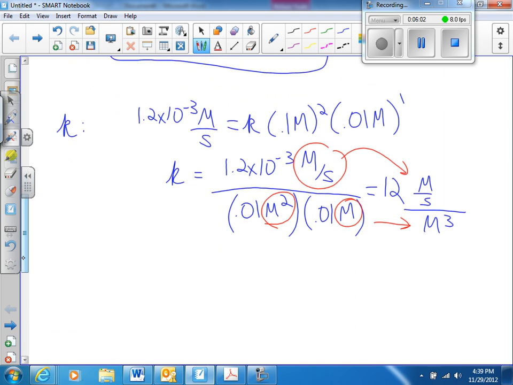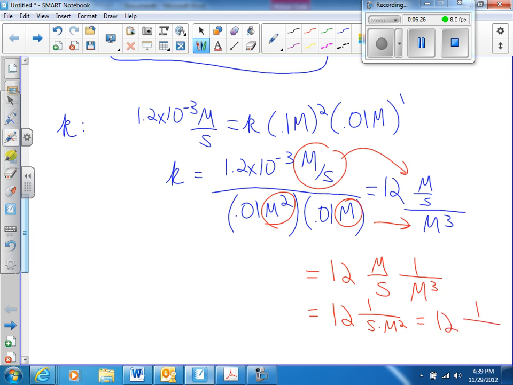Now, what does that turn into? This is 12. Now, I have molar per second, and if I have something in the denominator, that's the same as taking the reciprocal of what's in the denominator. So molar per second times 1 over molar cubed, which is 12 times 1 over second molar squared, or 12 1 over molar squared seconds. Either of these is correct, and that is K.